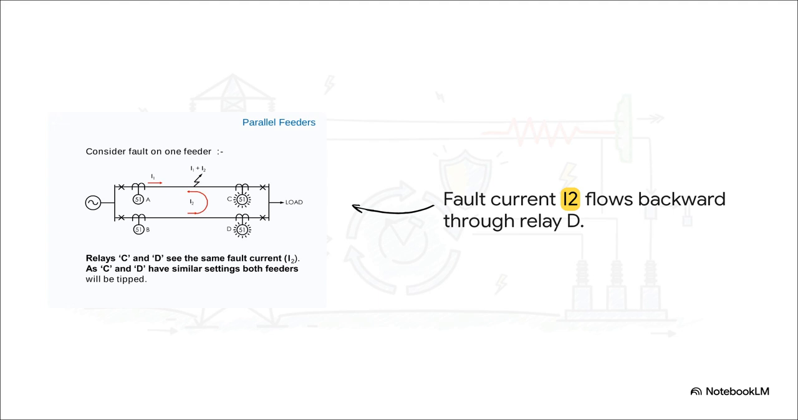So here's the massive problem. Both of those relays are seeing the exact same fault current. Because they have similar settings, both relays are going to trip. That means the healthy bottom line gets disconnected too, and your load goes completely dark. It's kind of like shutting down an entire interstate highway system just because there's a fender bender on one off-ramp.